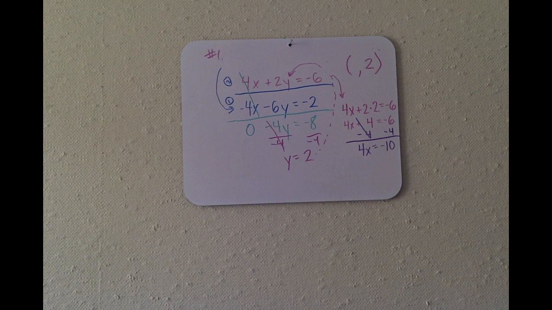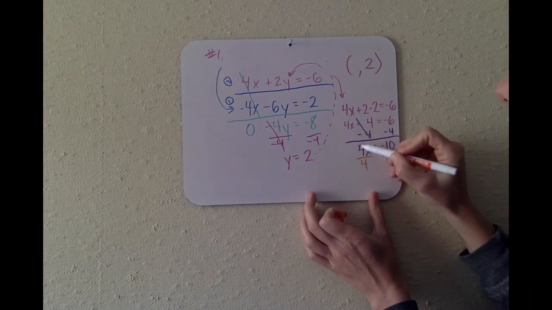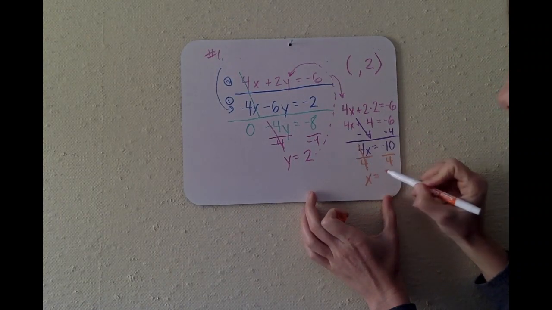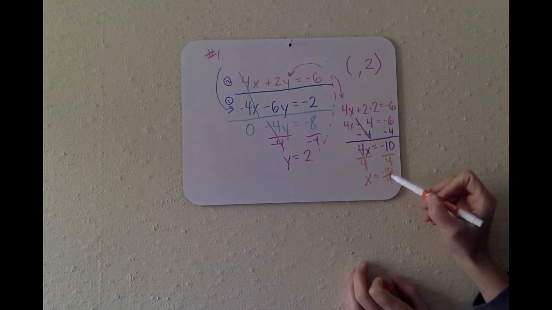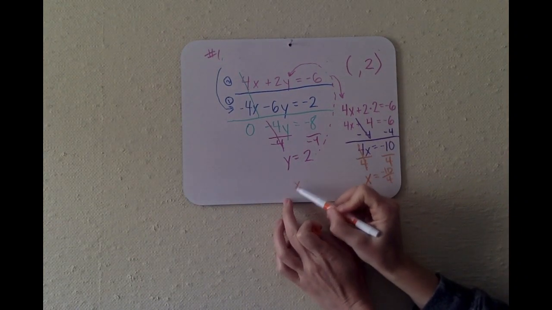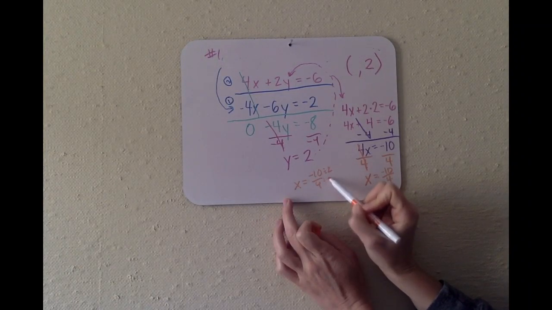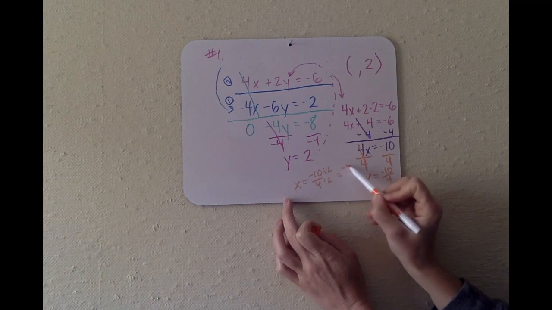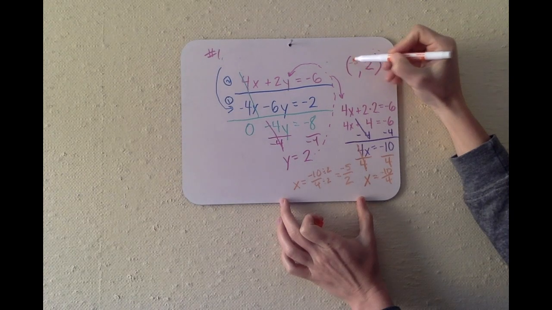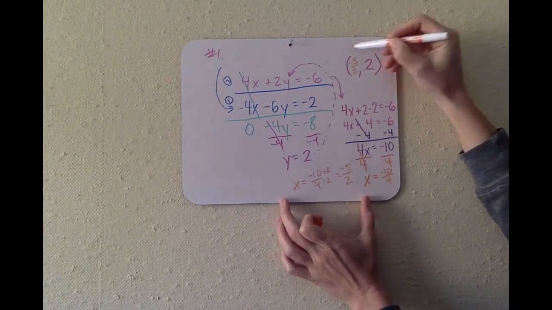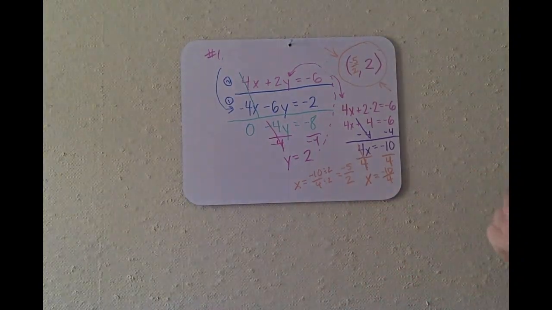And then I divide by 4 to get my x alone, and I have x equals negative 10 over 4, which can be simplified by dividing by 2. So this actually becomes negative 5 over 2. So my x is negative 5 over 2, and this is where the two lines intersect.